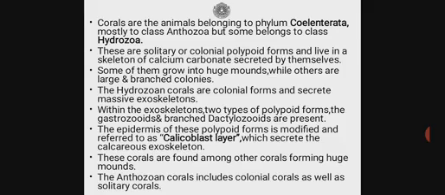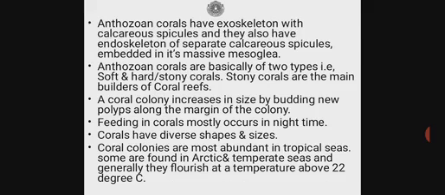The anthozoan corals include colonial corals as well as solitary corals. Anthozoan corals have an exoskeleton with calcareous spicules, and they also have an endoskeleton of separate calcareous spicules embedded in its massive mesoglea. Anthozoan corals are basically of two types, that is soft and hard or stony corals. Stony corals are the main builders of coral reefs.